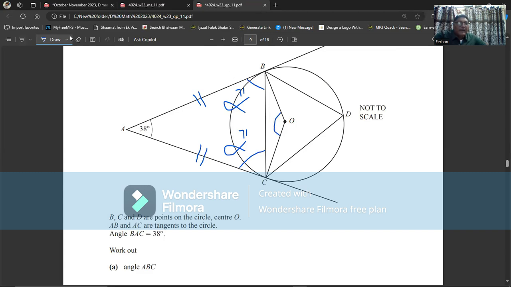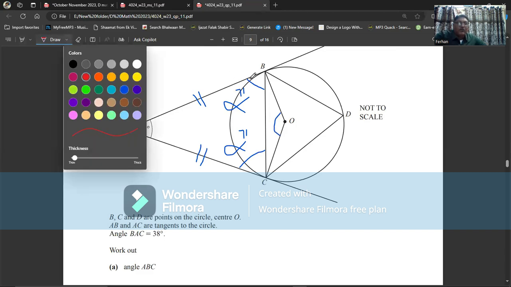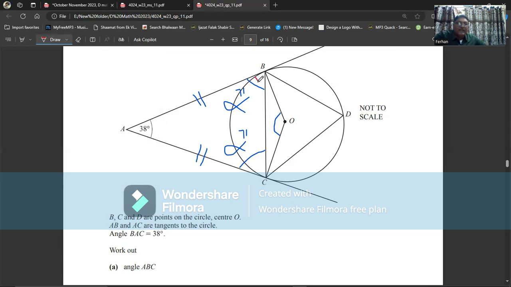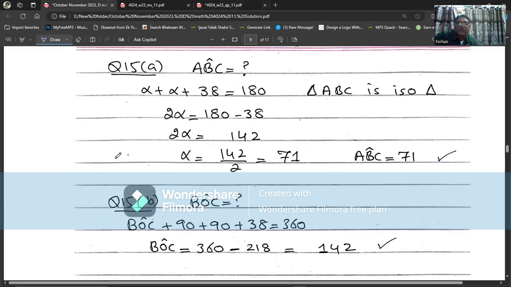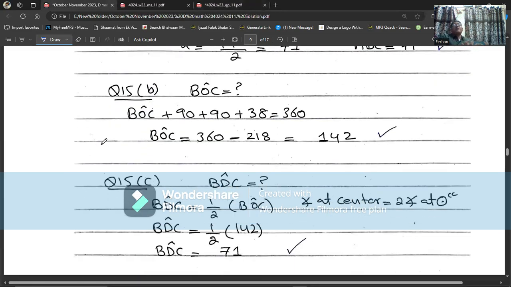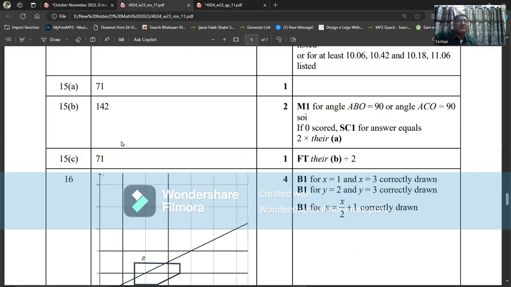You remember the angle between the tangent and the radius is 90 degrees. The angle here, ACO, this is tangent and the radius, so that angle is 90 degrees. So this is 38 plus 90 plus BOC plus 90 is equal to 360. It's a quadrilateral. So BOC plus 90 plus 90 plus 38 equals 360. So BOC will be equal to 360 minus 218, and that will be 142. That is right.